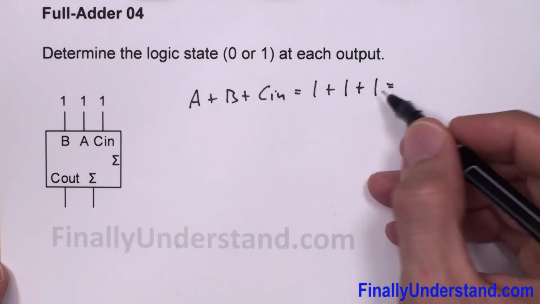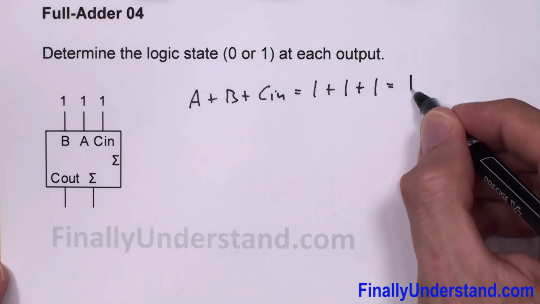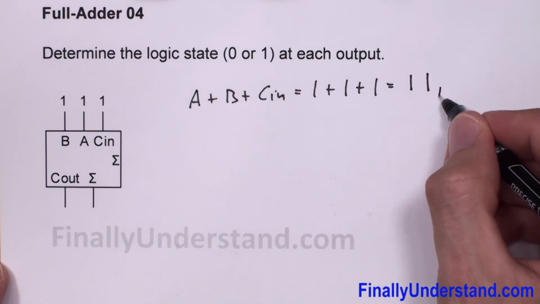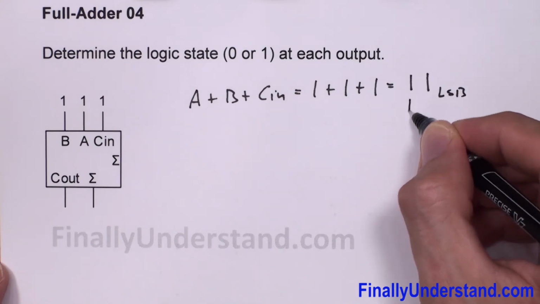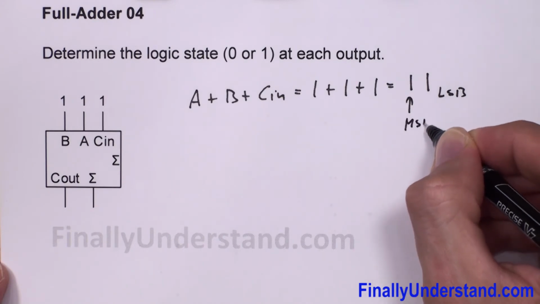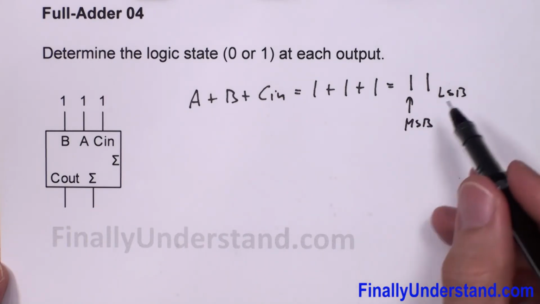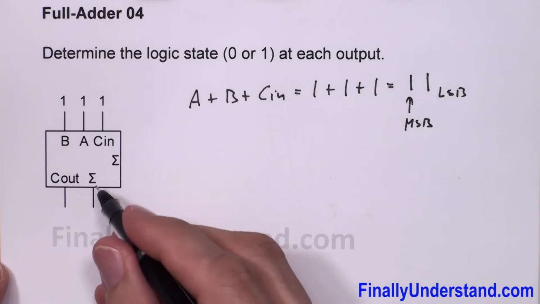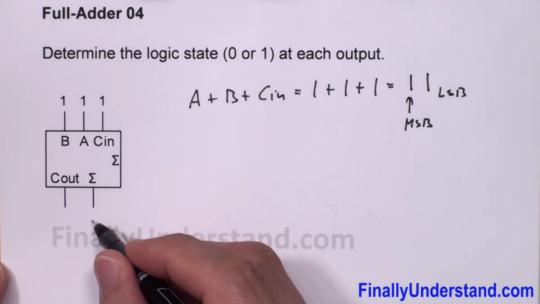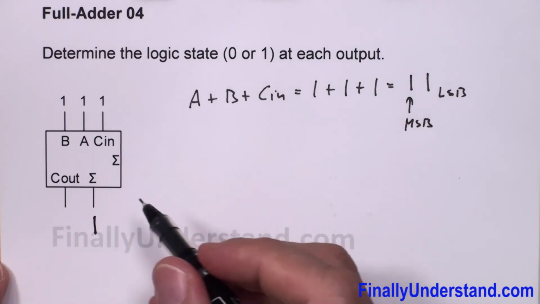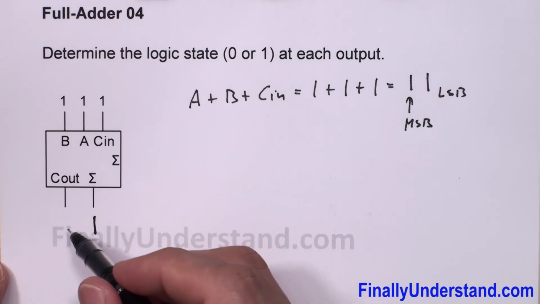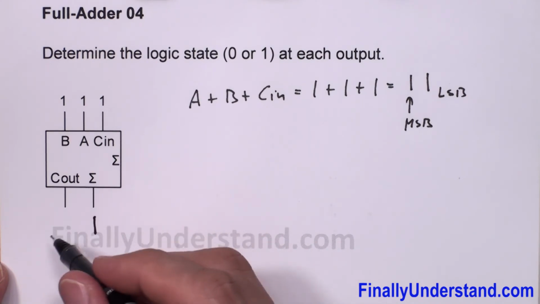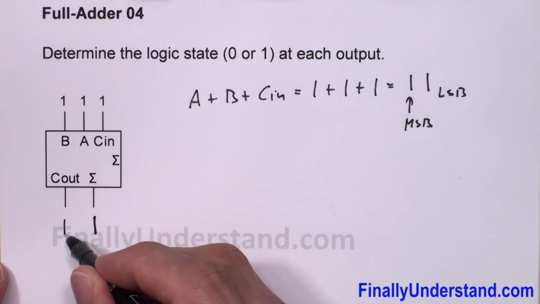So 1 plus 1 plus 1 is equal to 3, binary 3. This is my least significant bit. This is my most significant bit. The least significant bit represents my output sum, so this is 1. And the most significant bit represents carry out, and this is also 1.